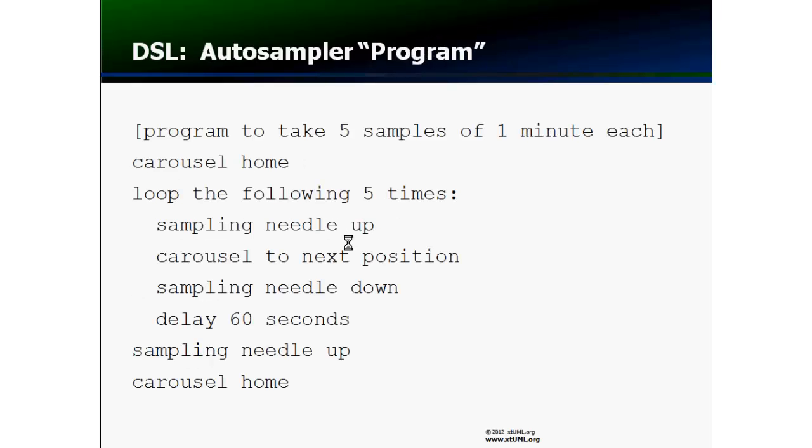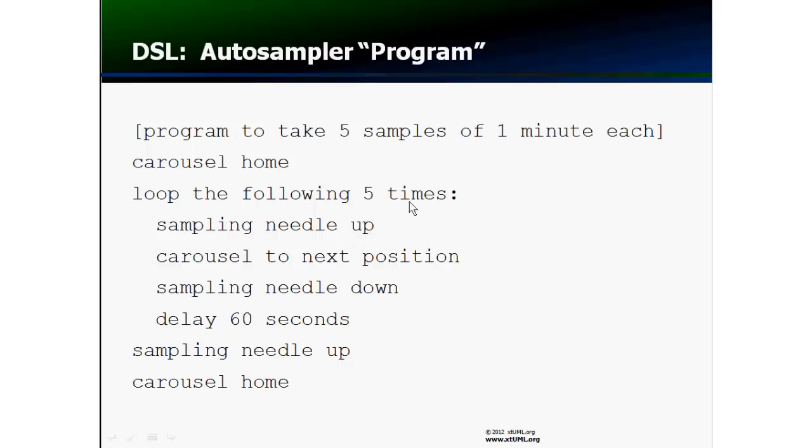A user could put together an autosampler domain-specific language program that might look like this. Here's a program to take 5 samples of 1 minute each, and perhaps the carousel has room for more than 5 samples, but again, the manufacturer cannot predict exactly how the user intends to use the sampler, and in this case it's not going to be a full carousel, it's only going to have 5 samples, and each sample is going to be operated on for 1 minute.